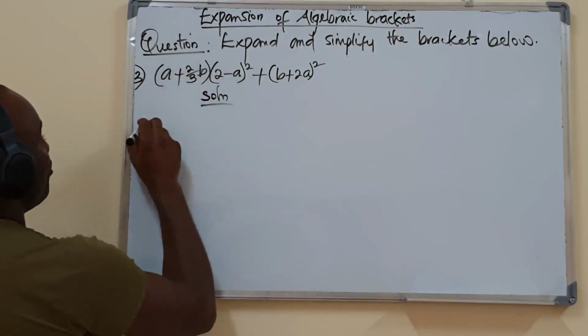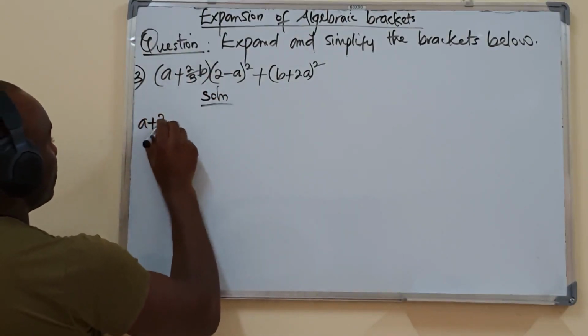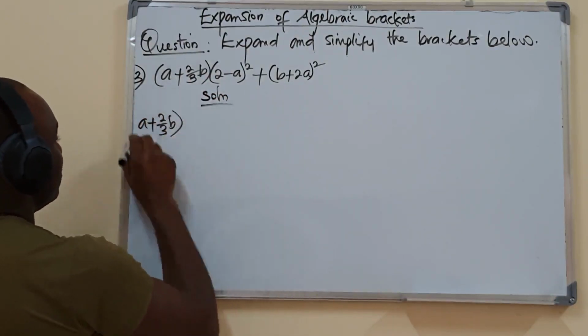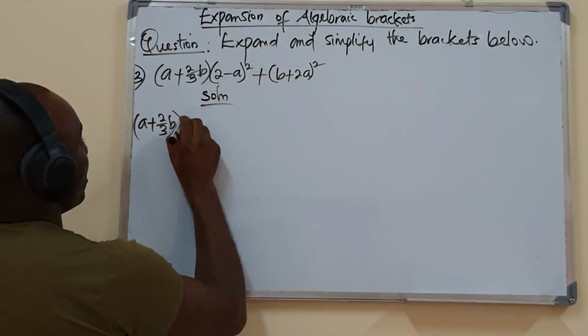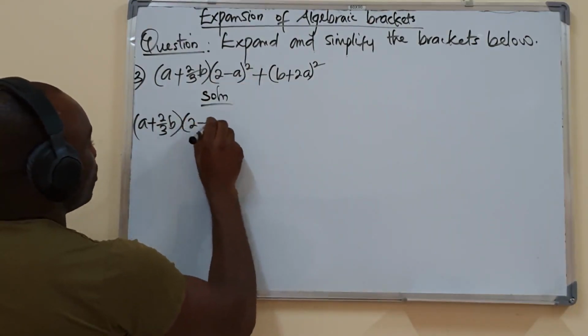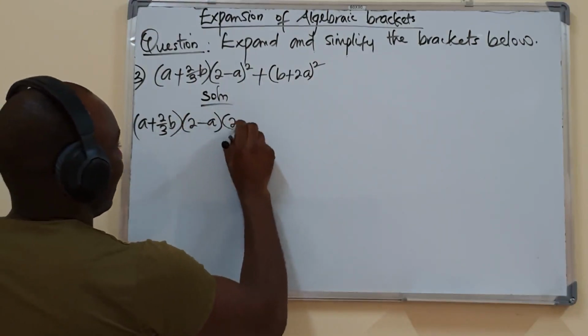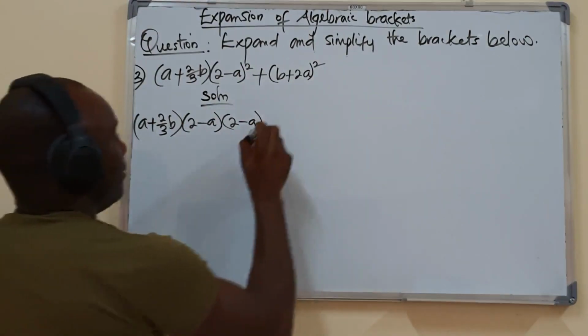So first, I'll bring down a plus 2/3 of b, close the bracket. Now, for the next one, since it's a square, it simply involves multiplying 2 minus a by another 2 minus a, by itself, yeah?